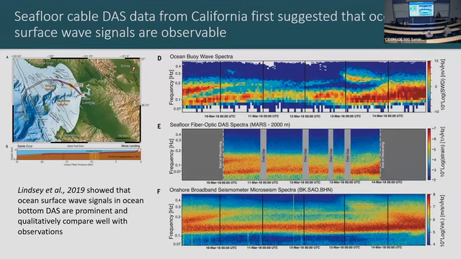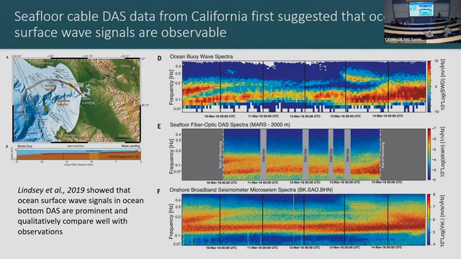So the first kind of indication that we could measure waves from seafloor cables, I think this was the first paper showing it, where they were using a data set from California off the coast of Monterey. And a lot of the work using this type of methodology has been focused on seismics and looking at different seismoacoustic signals. And that was the main approach or goal of this as well.